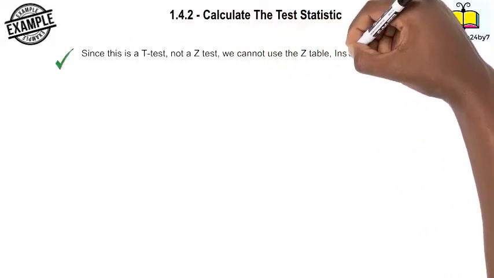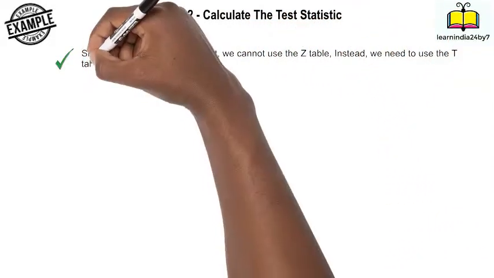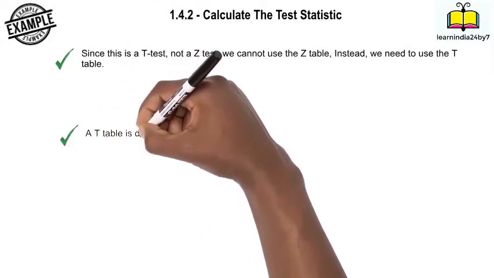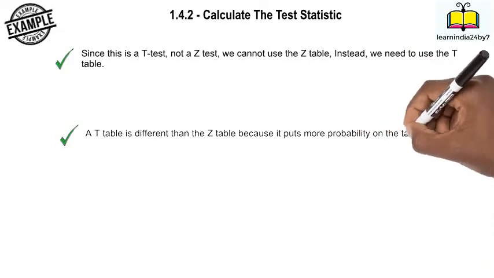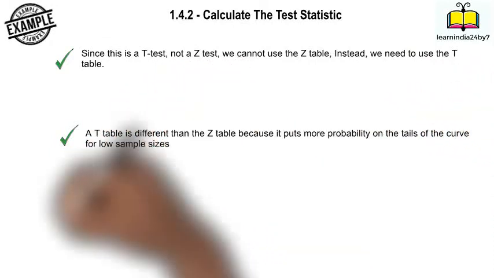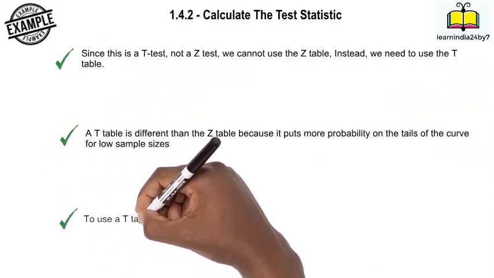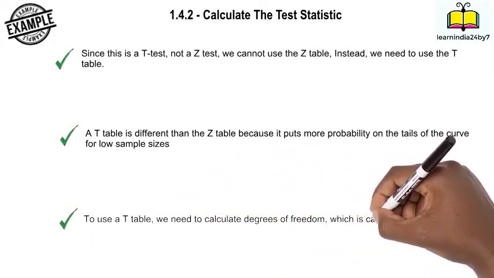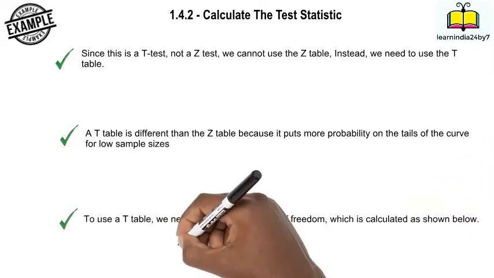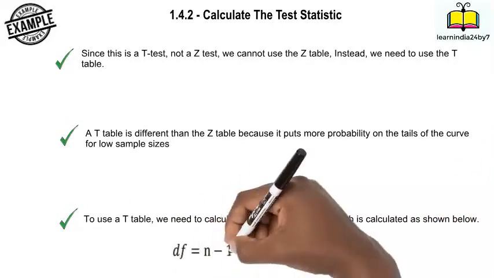Since this is an example of t-test, we need to use the t-table instead of z-table. To use t-table, we need to calculate degrees of freedom. Degrees of freedom is calculated as sample size minus 1.